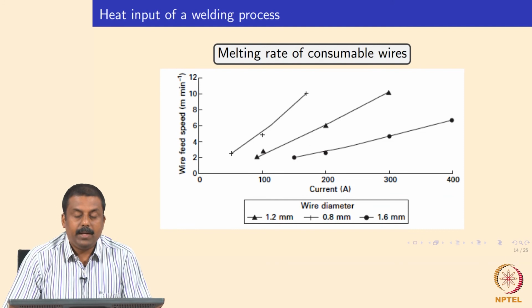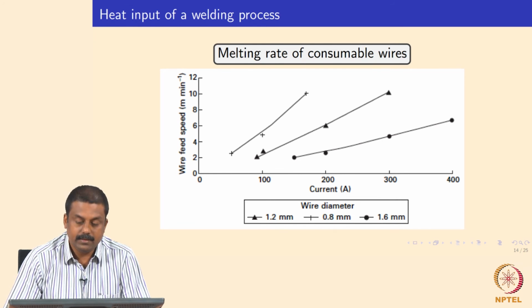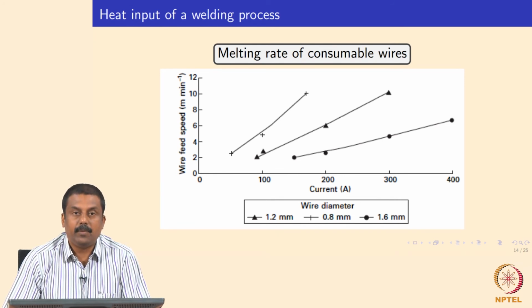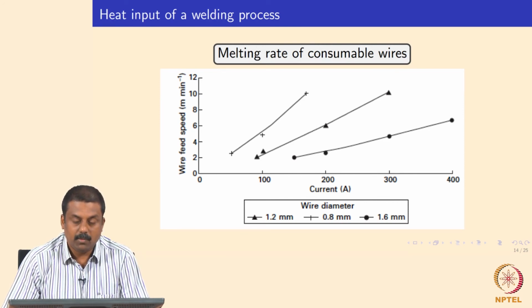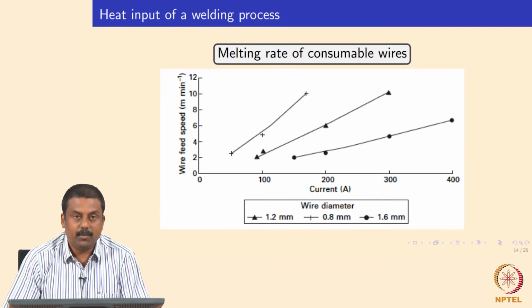Similarly, your wire diameter also changes your melting rate. As already explained, if you increase the wire diameter, obviously your melting rate decreases. So if you want to keep your arc length constant, you always have to have a wire feed rate equal to your melting rate. In order to keep the arc length, the length between the tip of the electrode and the base metal, constant, you may have to feed the wire at the same rate you are melting.